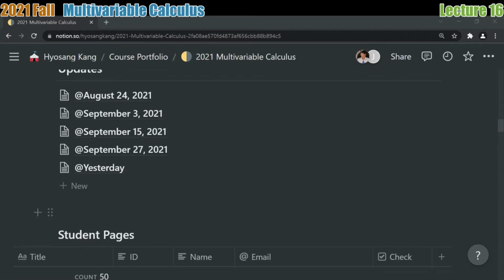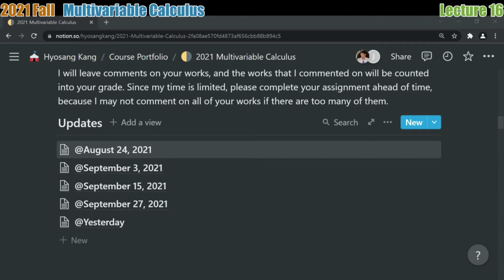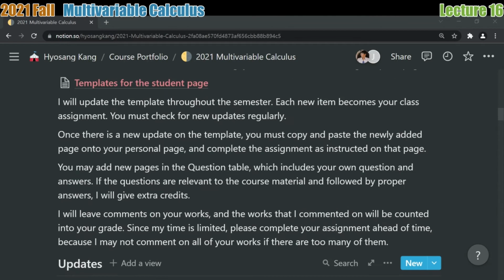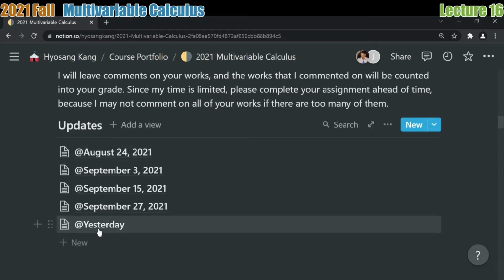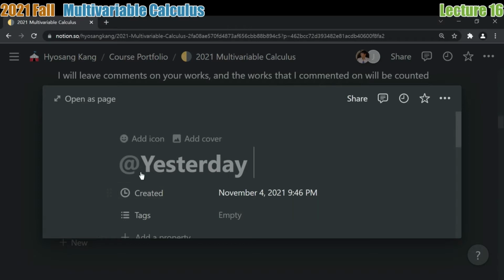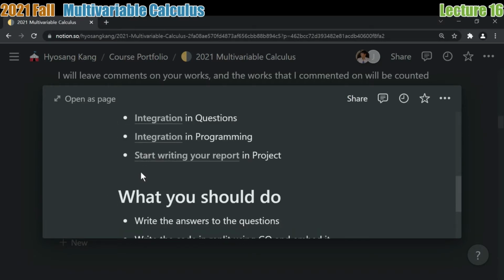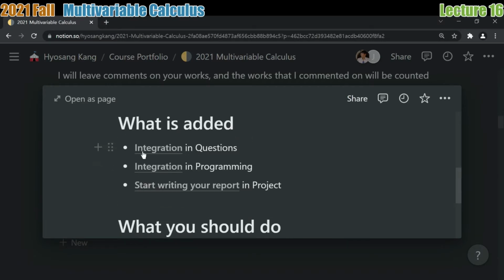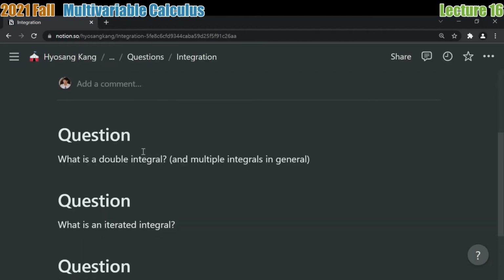So let's start. I updated more tasks in our templates. So let's see what's added. First, I added an integration page on the question section. This contains the general questions that we covered or will be covered in our class. So the first question is, what is a double integral?